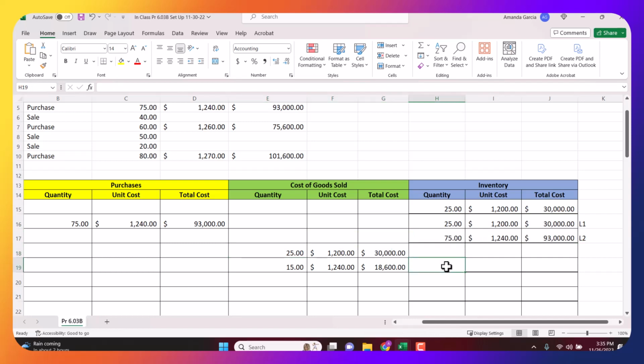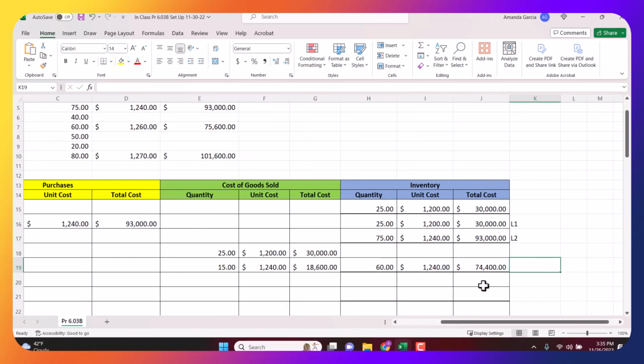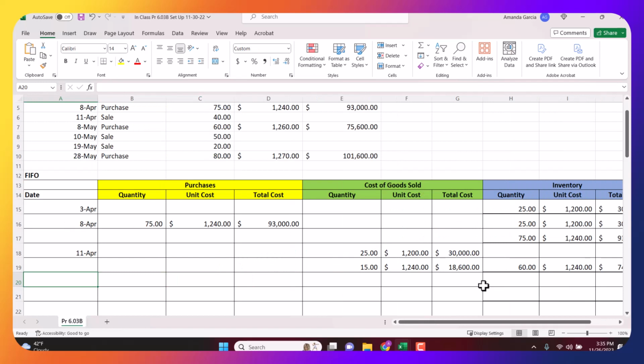So we're not going to have layer 1. How many of layer 2 do we have? Well, we had 75 units minus the 15 units, so we have 60 units left. What's our cost per unit? It remains $1,240. And what's our ending inventory at the moment that we sell these? At that moment, it's $74,400. And L2 now becomes L1 because we only have one layer of inventory left. I'm going to go back here.